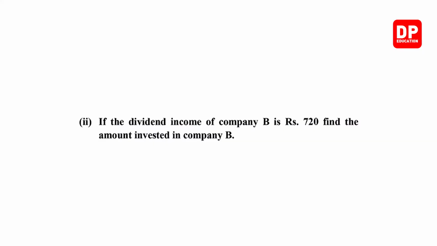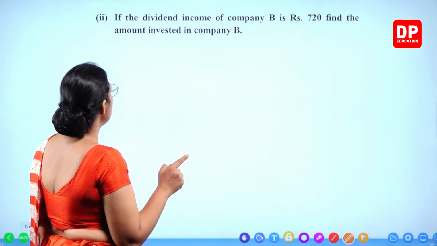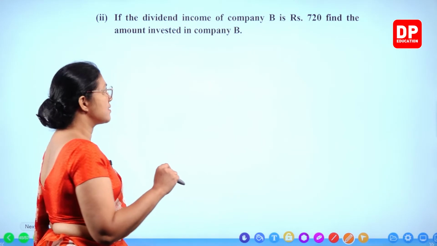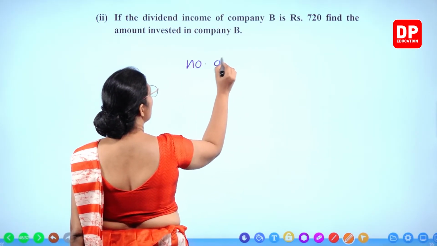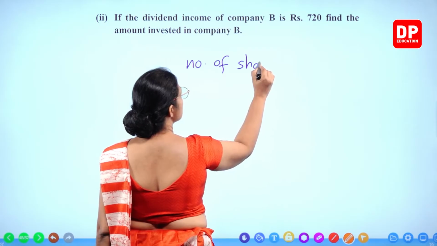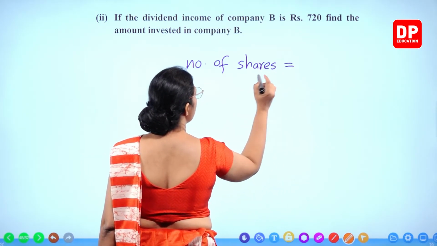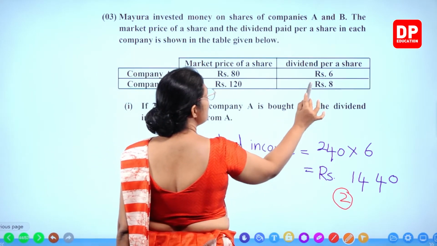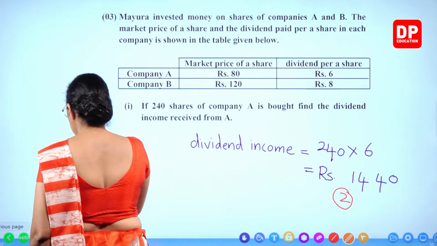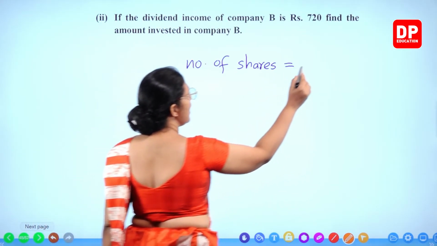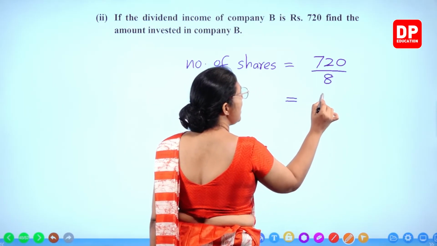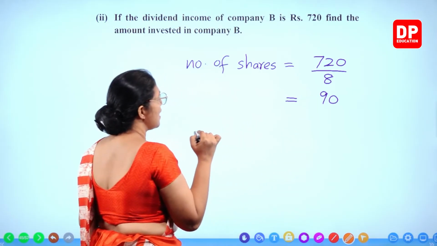Then part 2, if the dividend income of company B is 720 rupees, find the amount invested in company B. So you can find the number of shares from this. Here it says company B, 8 rupees per share dividend income. So if we divide the total dividend income by 8, you can get the number of shares. 720 divided by 8 is 90, so 90 shares are there.